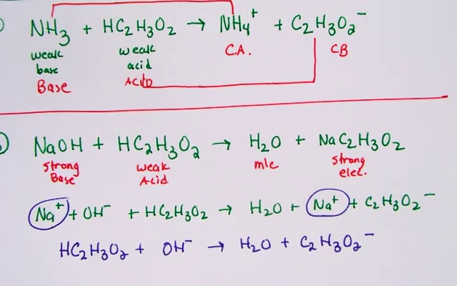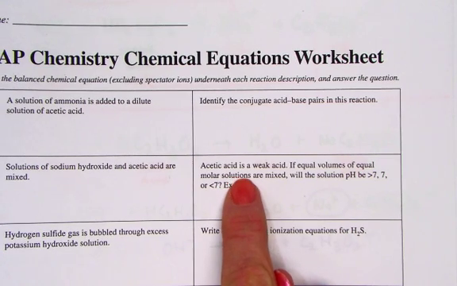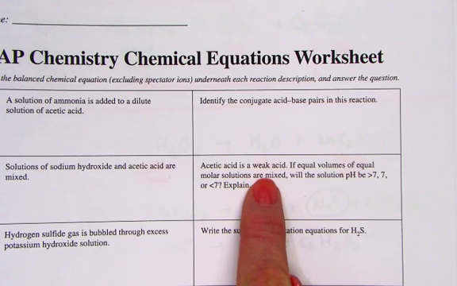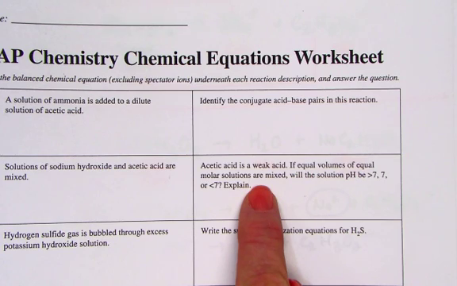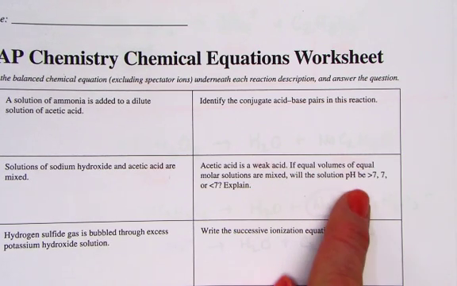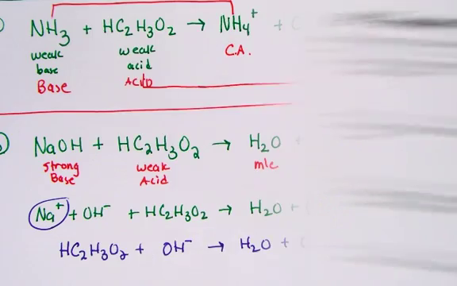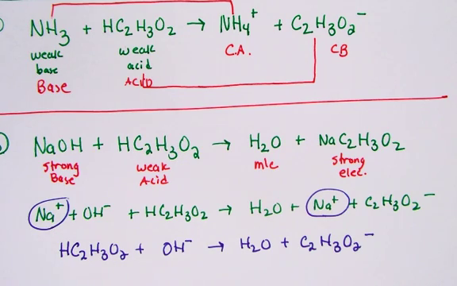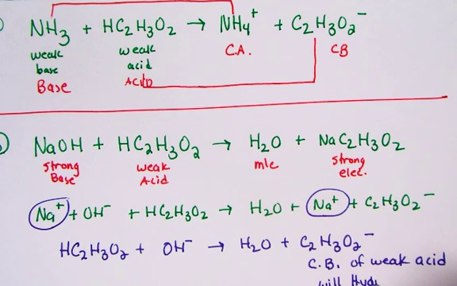Now, the question that goes with letter B is asking, if acetic acid is a weak acid, equal volumes of molar solutions are mixed of the acid and base. Will the solution pH be 7, greater than 7, or less than 7, and explain? Understanding that a strong base and a weak acid will not produce a solution of equal H plus and OH negative, it will not be neutral 7. As a matter of fact, this conjugate base of that weak acid will hydrolyze. And let me explain.